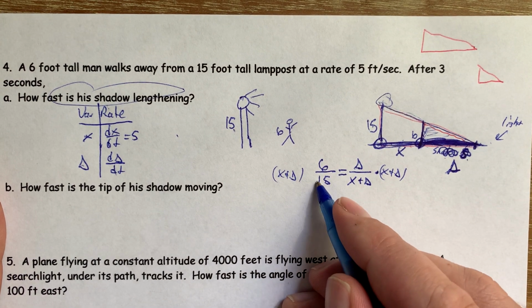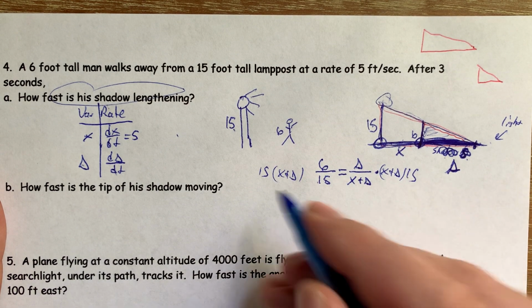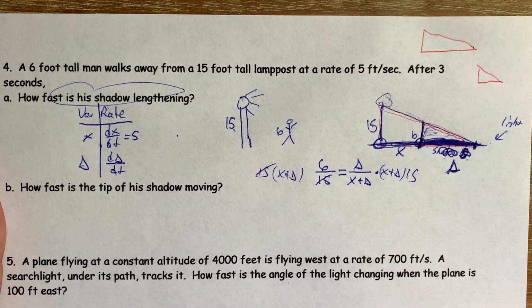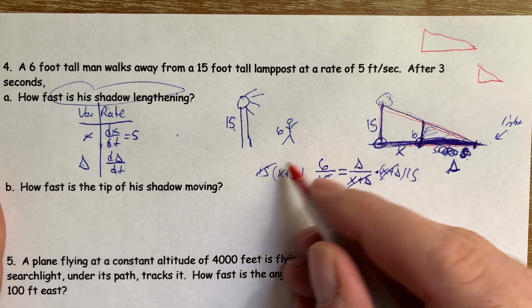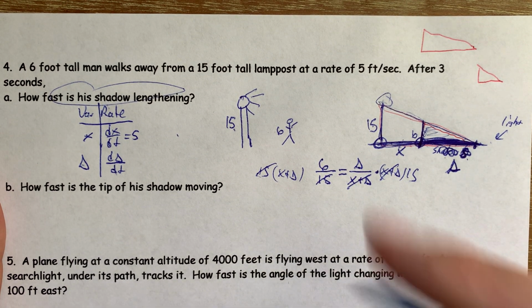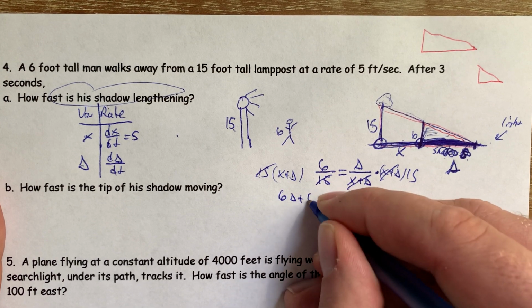And I'm going to multiply both sides by 15 also. So multiplying by 15 and dividing by 15 cancels out. Multiplying by x plus s and dividing by x plus s cancels out. 6 will multiply times x plus s and give me 6s plus 6.